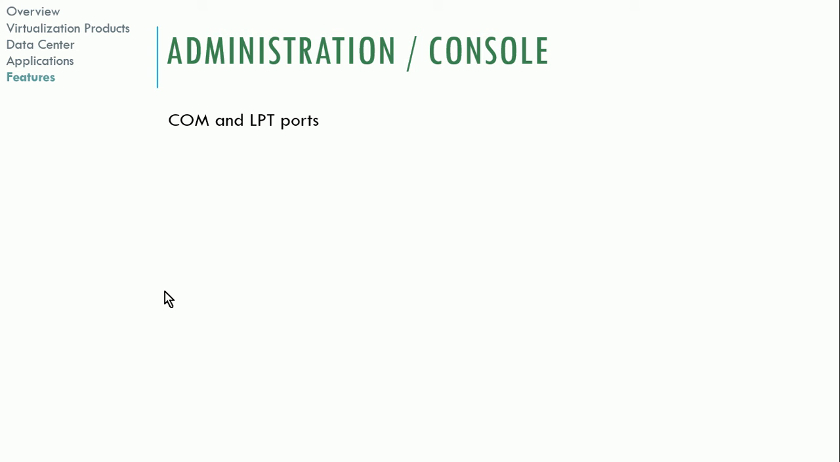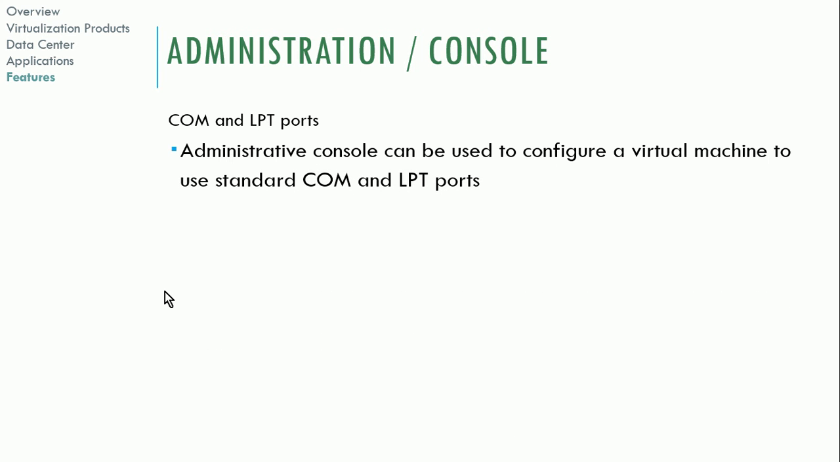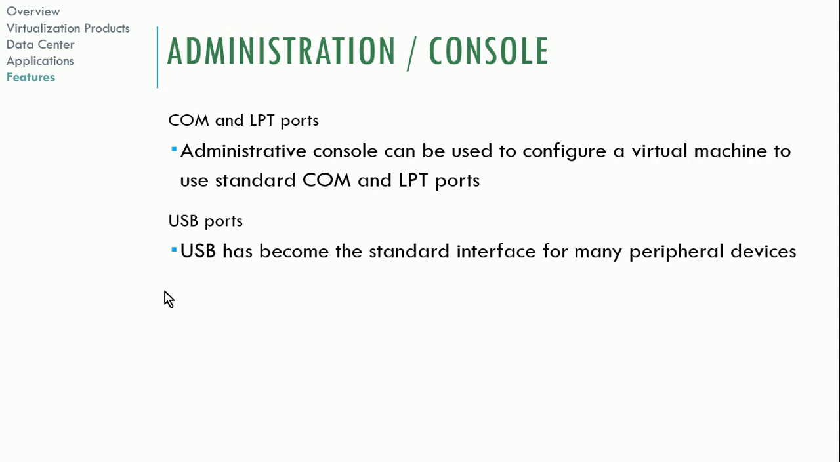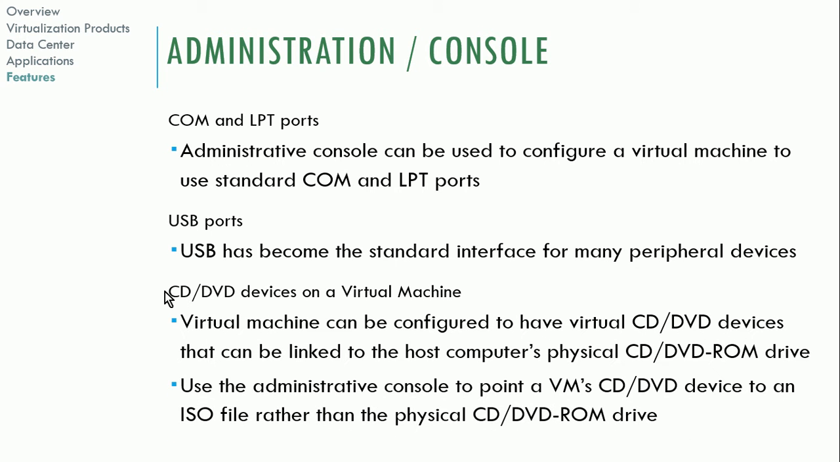So with the administrative console, usually you have control over the COM and printer ports. You'll have some kind of control over which virtual machines are using those ports or how they're shared. You'll have control over the USB ports and peripheral devices and how they're connected to the virtual machines, which ones are able to use those. Typically, you can configure how it uses CD and DVD devices from the virtual machine. You can even mount ISOs directly to a virtual machine, which is nice.